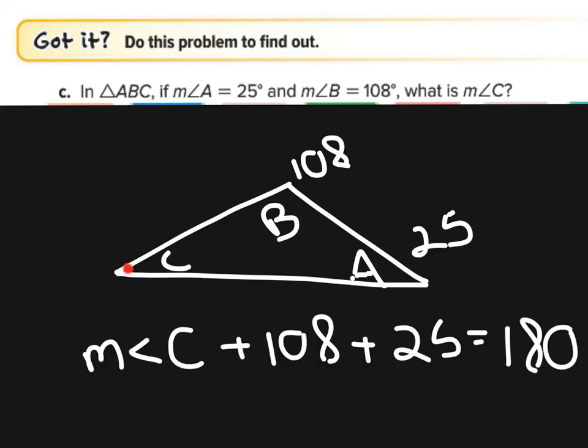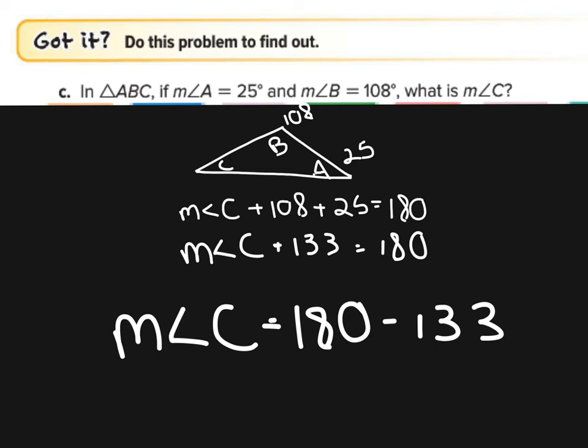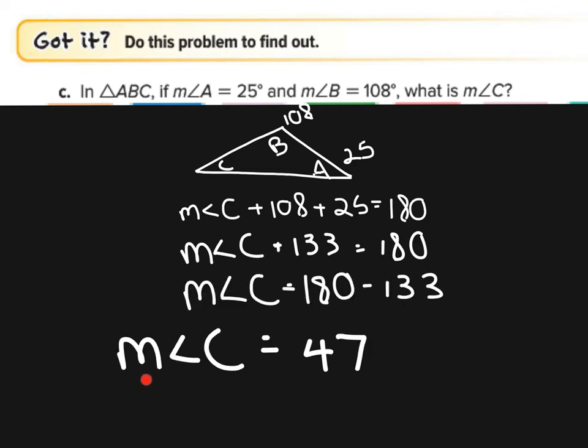So we have the measure of angle C plus 108 plus 25 is 180. We know that all of this is 180. So let's go ahead and solve it. I consolidated the 108 plus the 25 equals 133. Now I'm going to invert the operation by bringing this plus 133 over to this side to subtract it so that it looks like this. And I get measure of angle C equals 47 degrees.